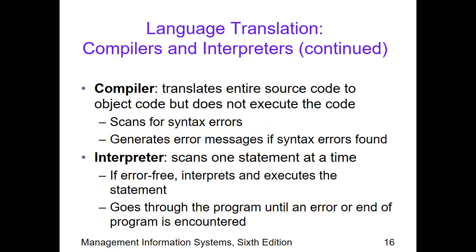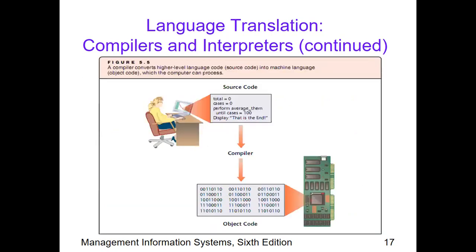Another one is the interpreter. This scans one statement at a time. If error-free, it interprets and executes the statement. This is now the action that is done after the compiler. It goes through the program until an error or the end of the program is encountered. And this is an illustration showing us compilers and interpreters. A compiler converts higher-level language code, the source code, into machine language object code. And this, in turn, the computer will now process.